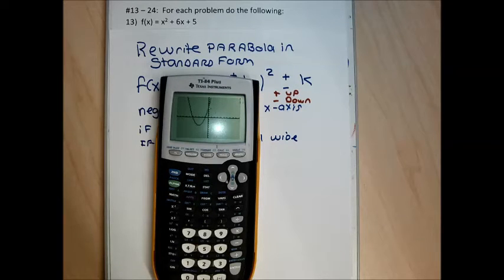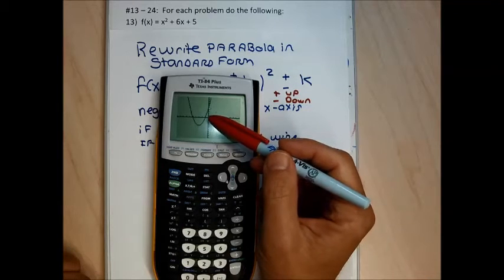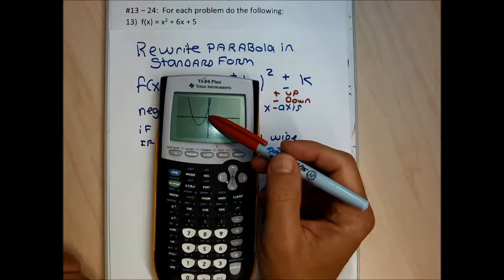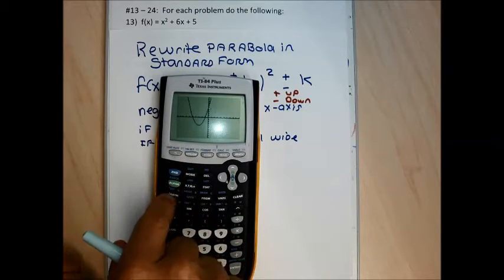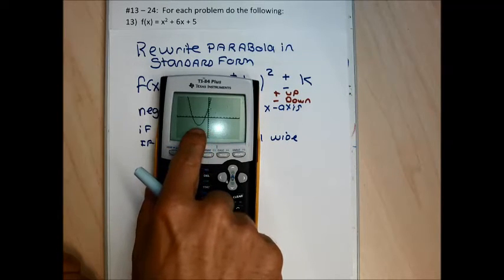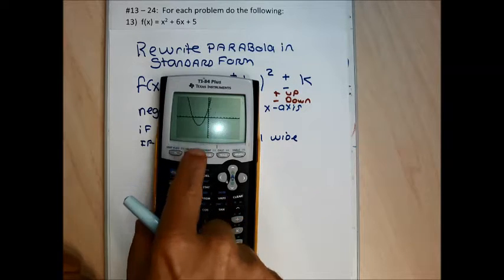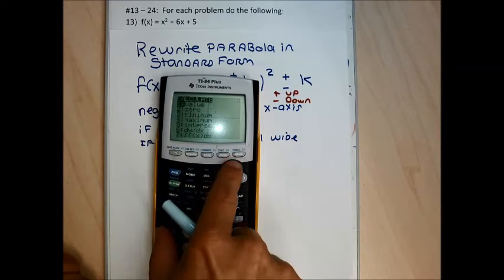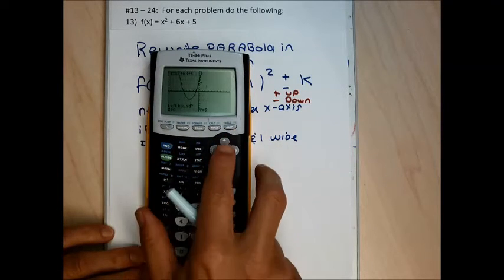And it does nicely. So this parabola right here is somehow a shifting of the graph f of x equals x squared. And to figure out maybe how it's shifted, I'm going to find the vertex and talk about how this graph is compared to the graph of x squared, at least in terms of moving left and right and up and down. So I'm going to find the vertex by going second calc, selecting option 3 for minimum because the vertex is a minimum point.